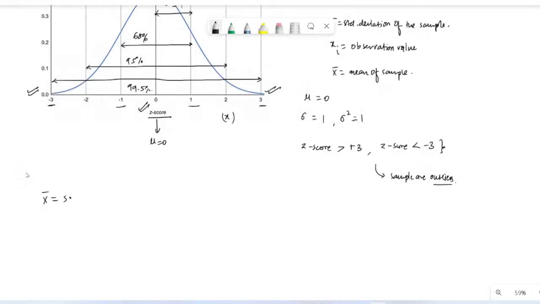X bar is for sample. This is the mean for sample. And mu is the mean for population. In maths, there is only one symbol. In stats, there are two. One is for population, the other one is for sample. That's the difference. In statistics terms, X bar is used.